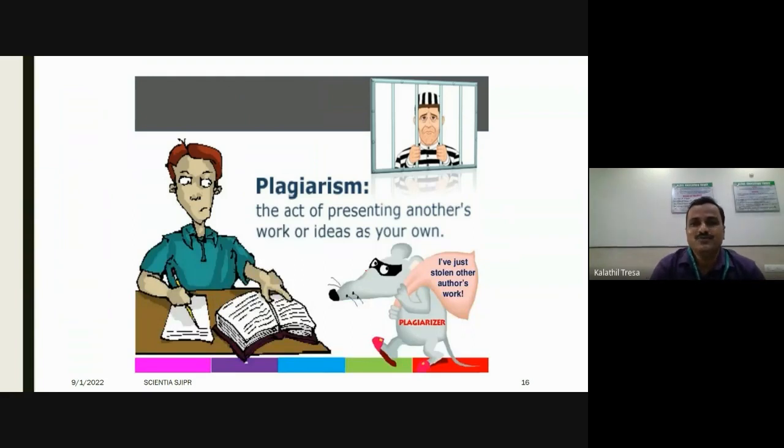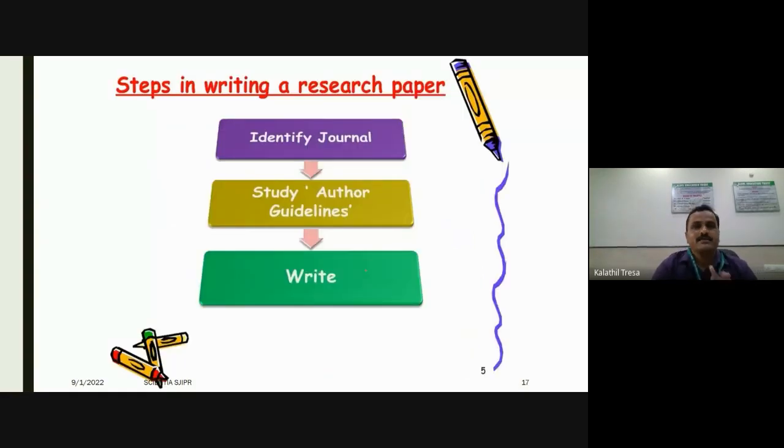See, this slide mostly gives the idea of what plagiarism is. The act of presenting another's work or ideas as our own ideas. Means you have stolen the other's work and you are representing it. So it is called a plagiarizer. And this is a crime. Plagiarism is a crime. So if we consider the outline of the paper and the plagiarism rule is followed in your research, then we can write a good research paper for good scientific journals.